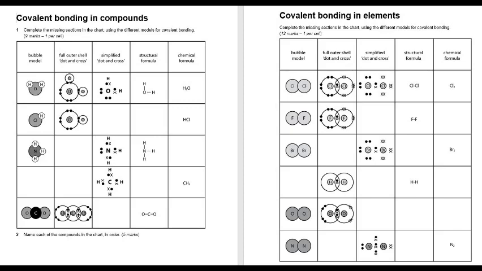Then we have the simplified dot and cross diagram, which is the same as the previous one, but you don't have to bother drawing the electron shells. You're just showing the electrons themselves.